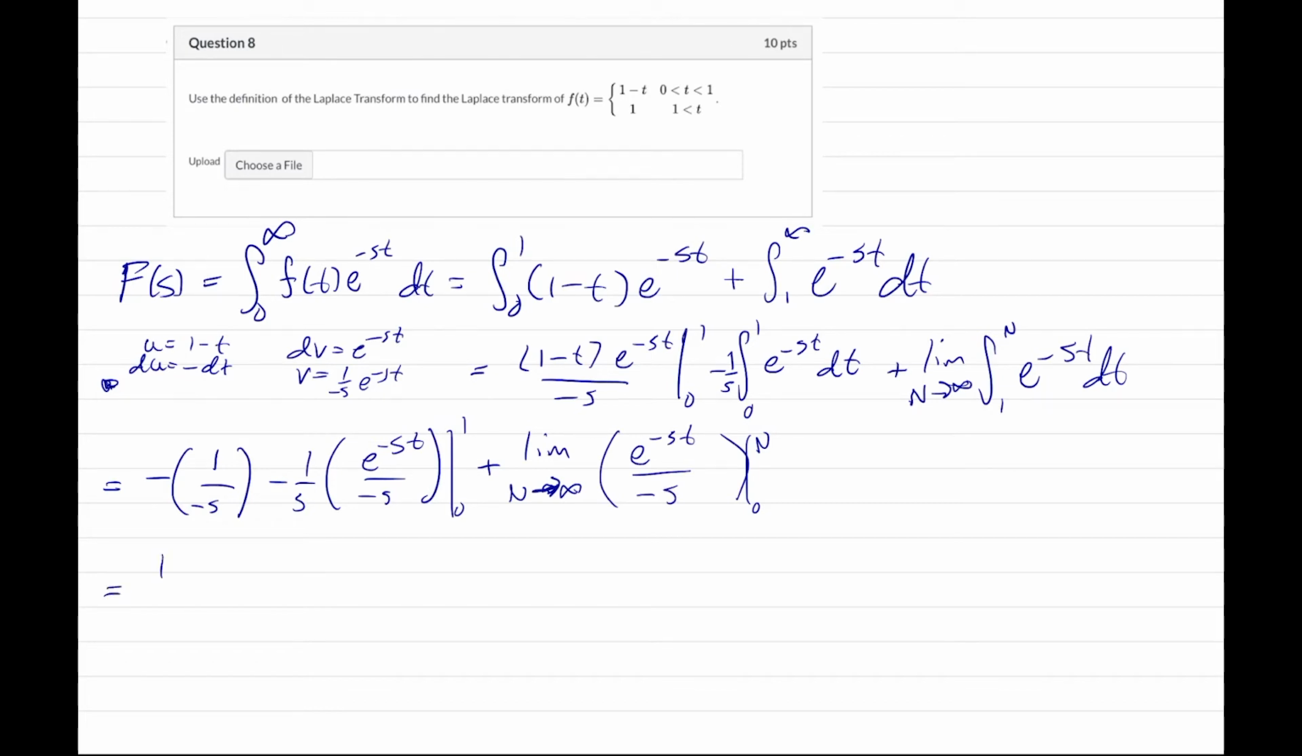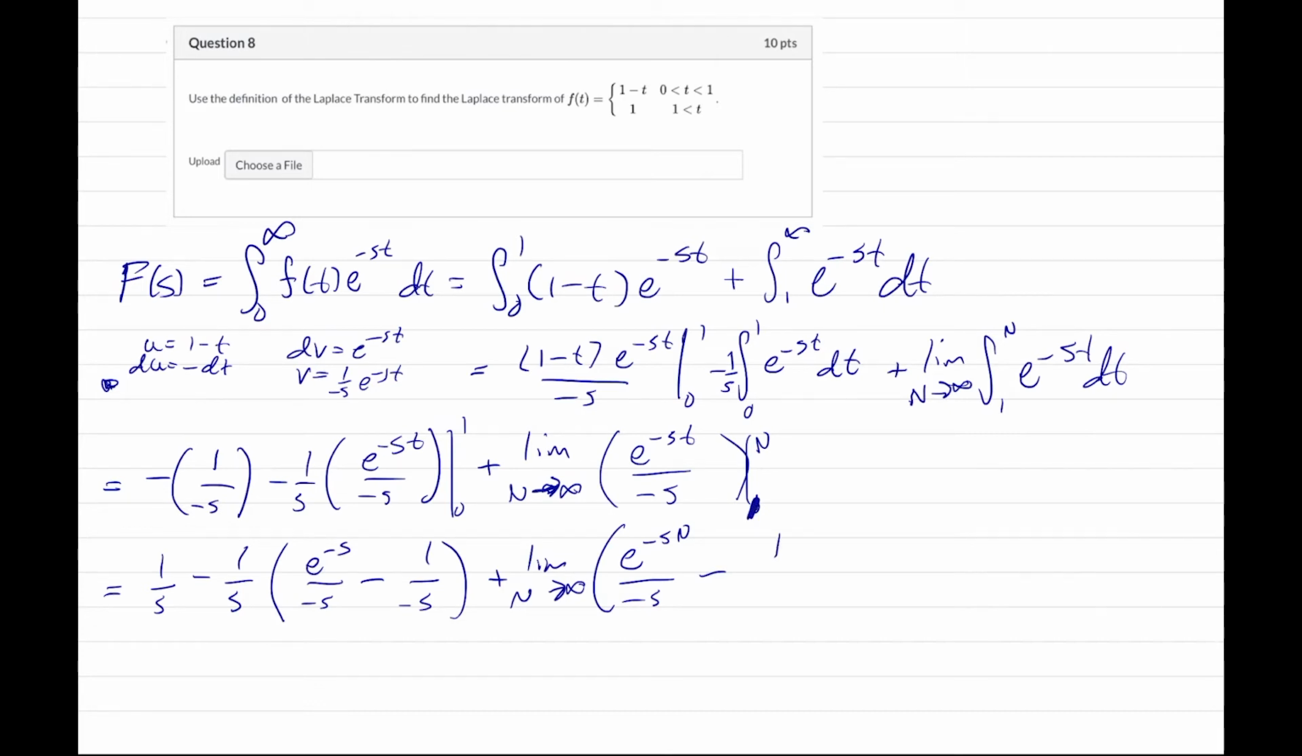Okay, so we get 1 over s out of this guy, minus 1 over s times, when I put in 1, I get e to the minus s divided by minus s. When I put in 1, I get 1 over minus s, plus the limit as n goes to infinity of this guy, when I put in, e to the minus sn over minus s minus 1 over e to the minus s over minus s. That should have been 1 here, not 0.